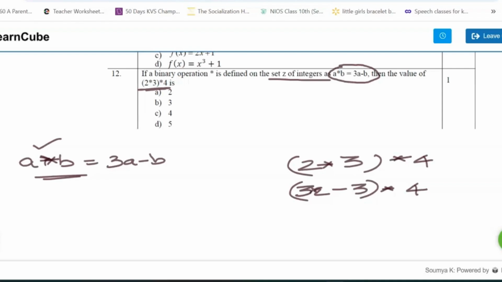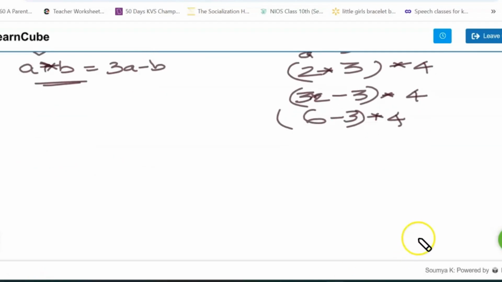Now you have 2 star 3, then again star 4. Here, replace this one as a and this one as b. That way you have to write 3 into a, that is 3 into 2, minus b. b means 3 here, and we are not touching this 4 right now. Let's solve it. 3 2s are 6 minus 3, and the other star we are not doing anything to. After solving, we can go to that. This one will give you 3, then you will get the result as 3 star 4.